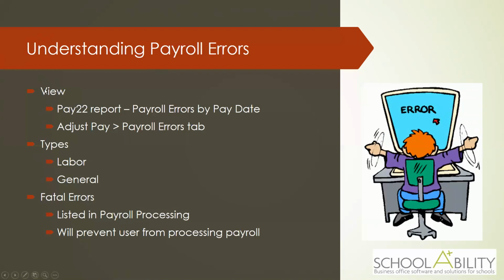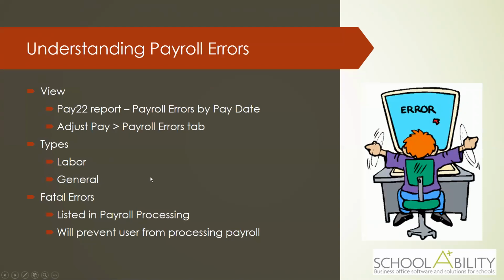So some of the ways that users can view the payroll errors is within the Pay 22 report or within the Adjust Pay screen. That screen has a tab where you can review the errors at that point. There's different kinds of errors. There's labor errors and there's general errors.